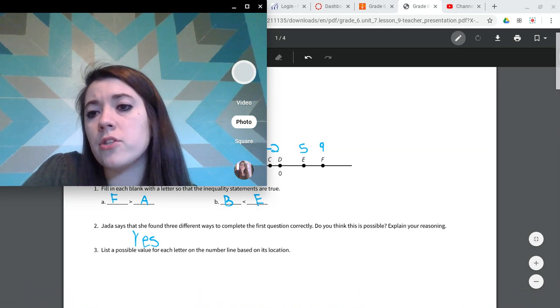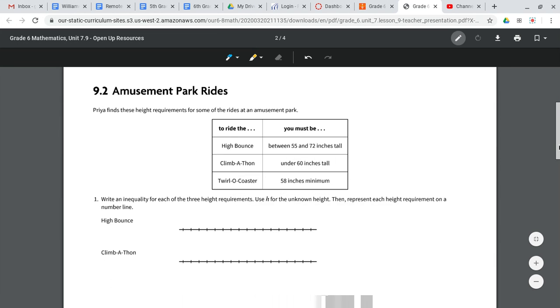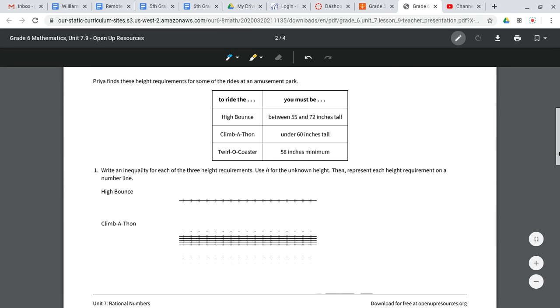Okay? All right, so the next thing we're looking at now, we have amusement park rides. So we've got different requirements, and we're going to show what that looks like graphing it out. So Priya finds these height requirements for some of the rides at an amusement park. To ride the high bounce, we have to be between 55 and 72 inches tall. For the climb-a-thon, we have to be under 60 inches tall. And for the twirl-a-coaster, we have to be 58 inches minimum. So we want to write an inequality for each of the 3 height requirements, use H for the unknown height, and then represent each height requirement on a number line.